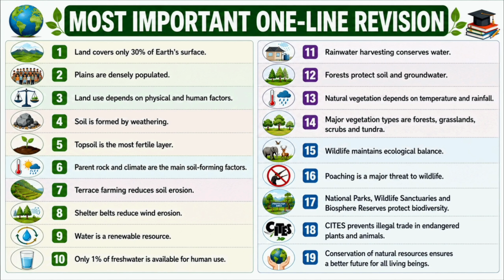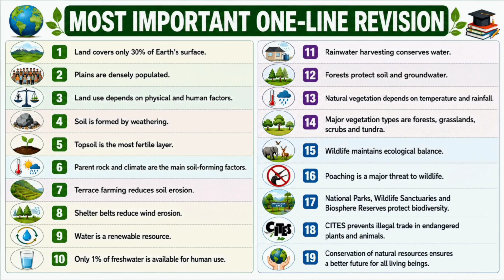Most important one line for revision. Land covers only 30% of the Earth's surface. Plains are densely populated. Land use depends on physical and human factors. Soil is formed by weathering. Topsoil is the most fertile layer. Parent rock and climate are the main soil forming factors. Terrace farming reduces soil erosion. Shelter belts reduce wind erosion.